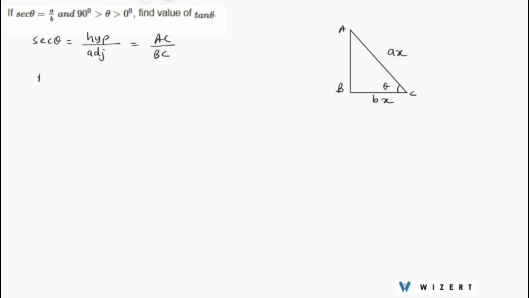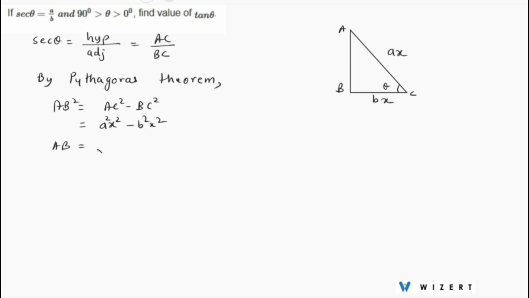So using Pythagoras theorem in this diagram, we can say AB square equal to AC square minus BC square. So that will be a square x square minus b square x square. So we get AB equal to under root of a square minus b square x units.